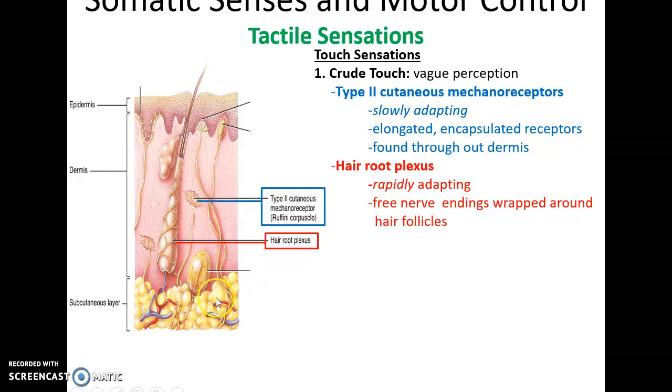Then there's the hair root plexus. They wrap around the hair follicles and detect when a hair has been moved, say by the breeze or an insect landing on you. And these are rapidly adapting. They tell you something happened and then they're done.